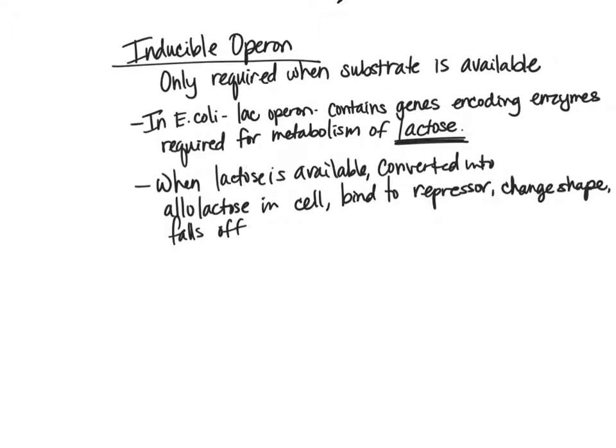Change shape and then falls off. So in this case, when there are high amounts of the product or high amounts of the substrate, then it's going to bind to the repressor, and that binding is going to make it fall off of the operator. So let's take a look at that image.